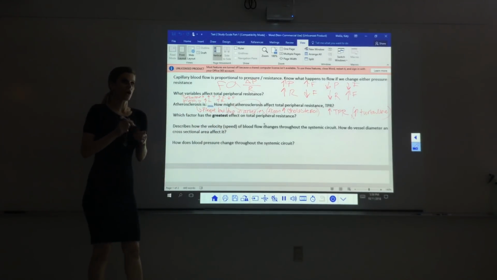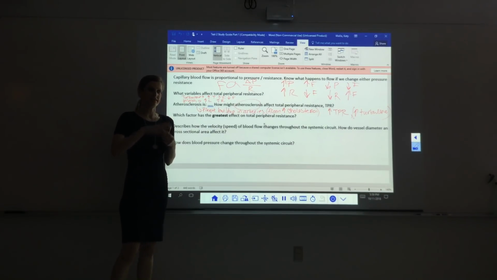Remember we talked about straws, and I said, okay, imagine I have a straw that's 10 inches long, and I have a straw that's 10 feet long.